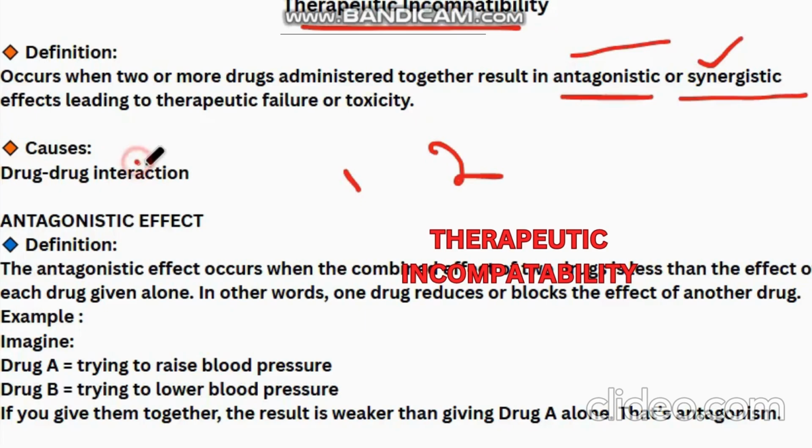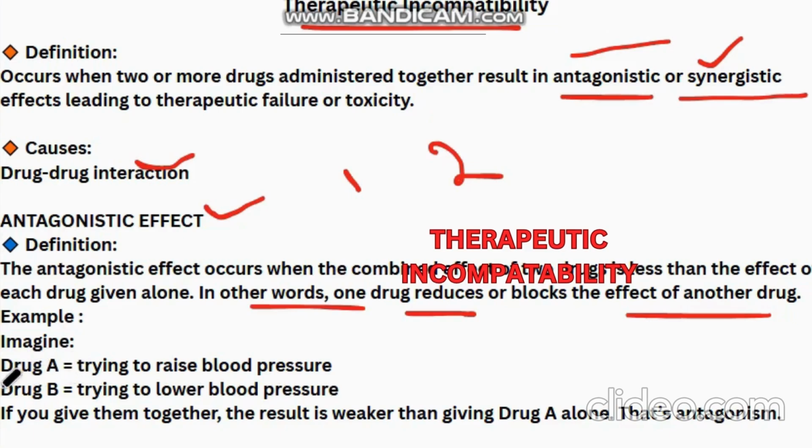So the main cause is drug-drug interaction. Here the interaction between the drugs is there. So let's see one by one what is the antagonistic effect. Definition: the antagonistic effect occurs when the combined effect of two drugs is less than the effect of each drug given alone. In other words, in a simple manner, one drug is going to reduce the effect of another drug, or one drug is going to block the action of another drug.